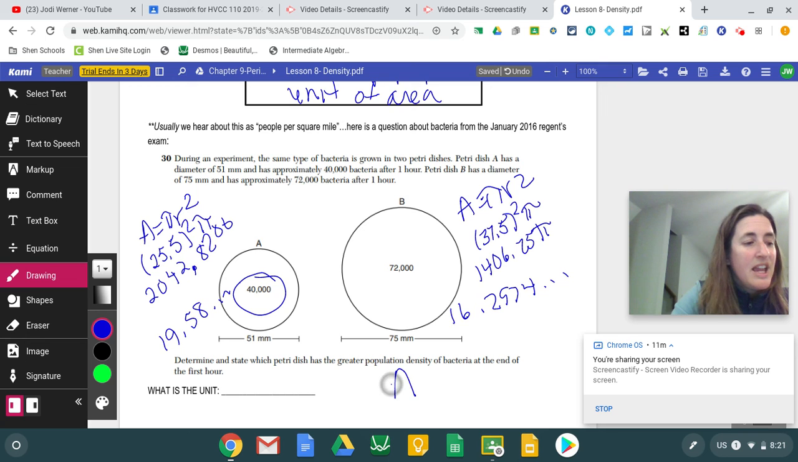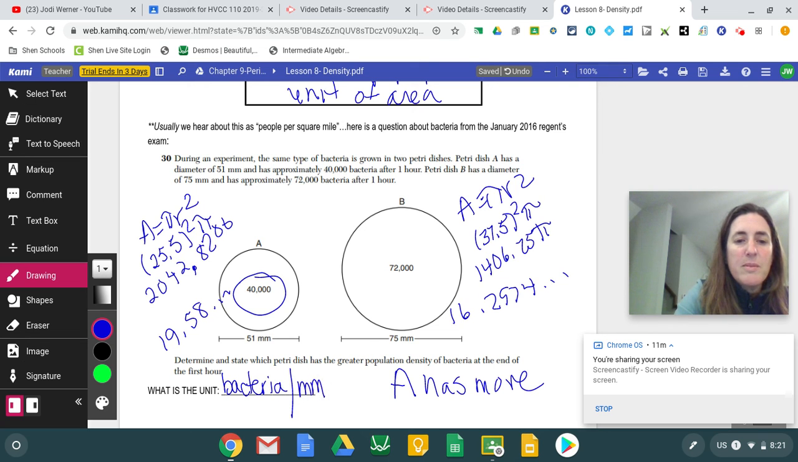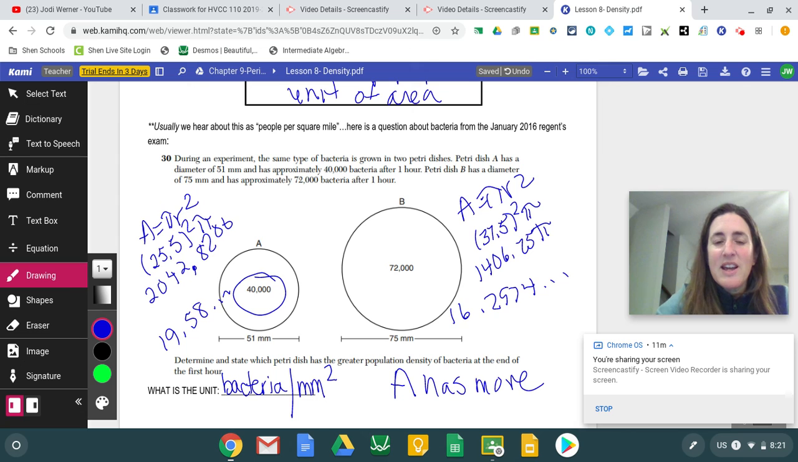So A has more. Now it wants to know what the units are. The units are basically bacteria divided by millimeters squared, because our units were in millimeters. It's millimeters squared because it's area, it's not volume. And that's our population density.